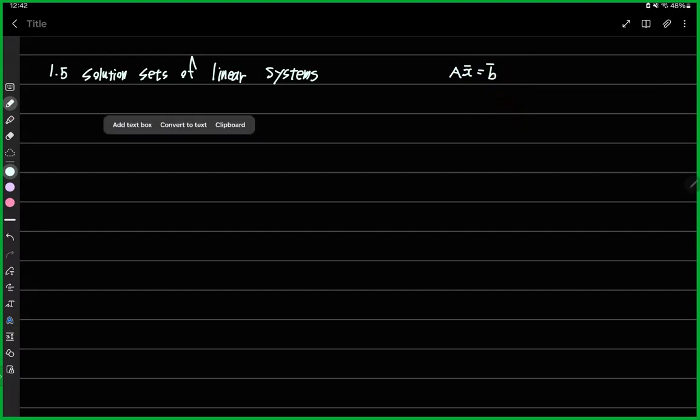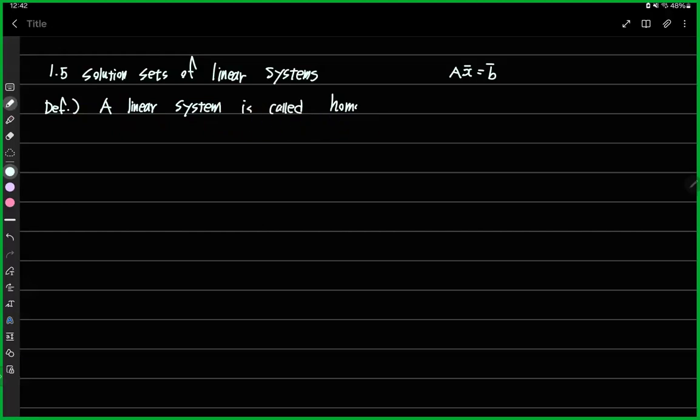In that case, we say that the linear system is homogeneous. So here's the definition. A linear system is called homogeneous if it can be written as a matrix equation AX equal to 0. Okay, so here's a fact.